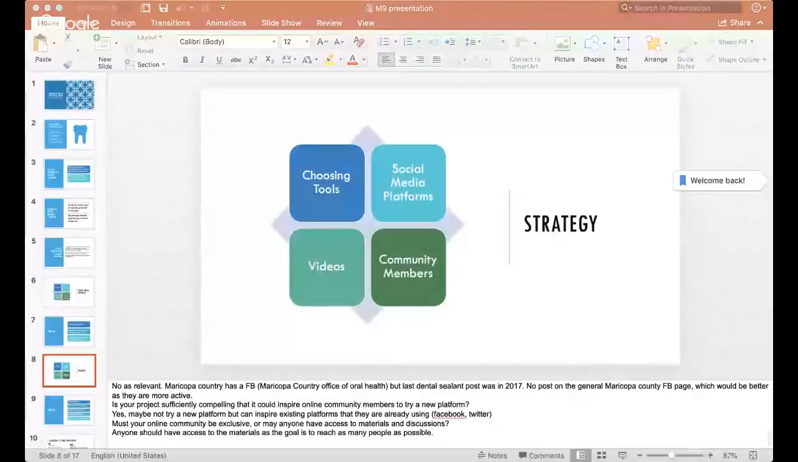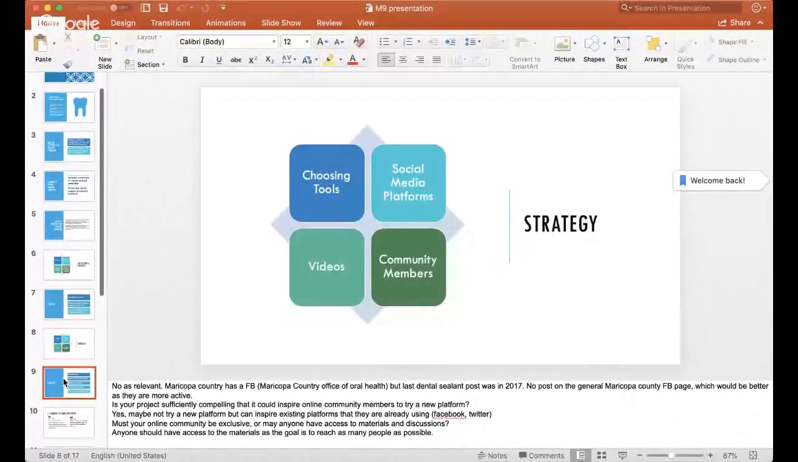The next thing is, can this campaign inspire online community members to try a new platform? I don't think it would be trying to get them to try a new platform, but to use existing platforms that are already out there, like Facebook and YouTube and Twitter, that everybody's already using, and to kind of enhance them, to really draw in more viewers, to bring about more awareness, and that's due to videos and posters and flyers. Anyone that has access to the materials has a goal to reach as many people as possible.